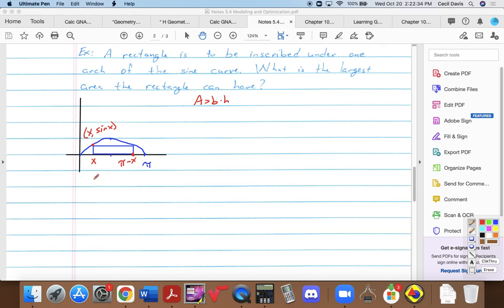So my base is going to be pi minus x, minus x, so that's pi minus 2x. What will the height be? Sine x. Sine of x. So now I can rewrite this as the area in terms of the variable x.